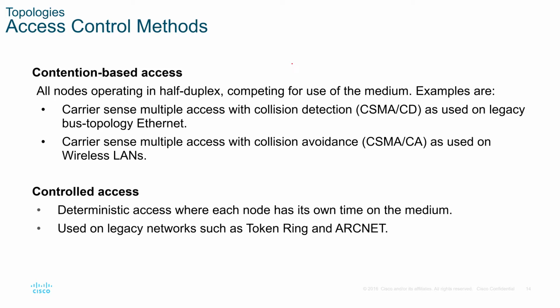Ethernet uses a contention-based access. All nodes operating in half duplex can compete for the use of the medium. Today, using modern switches, because we create a direct connection 90% of the time, we don't really have contention based as we did previously.